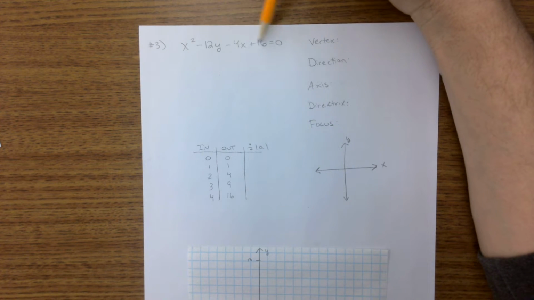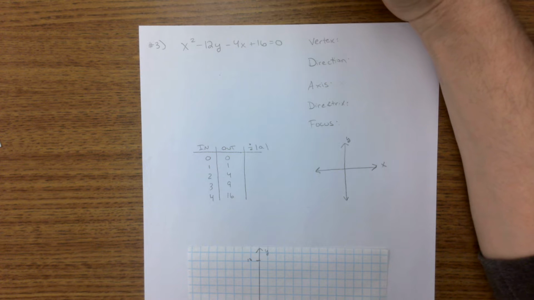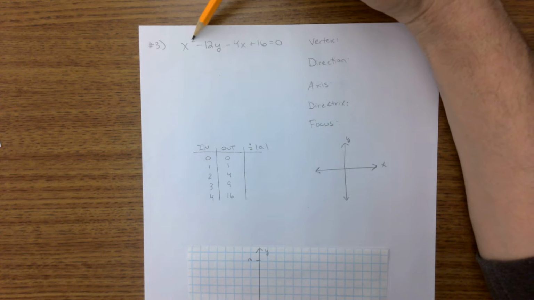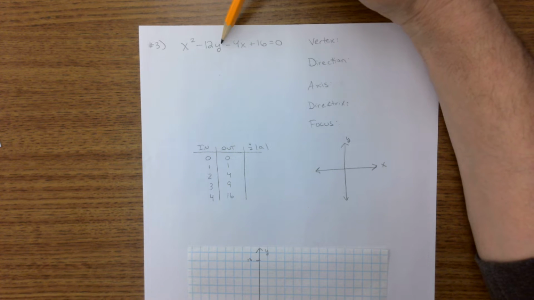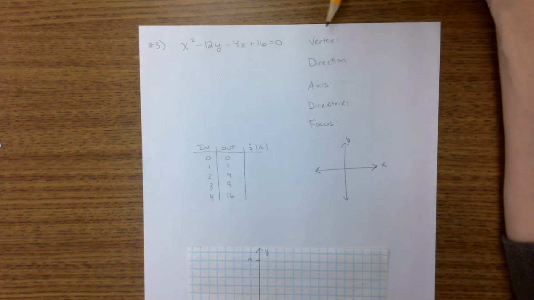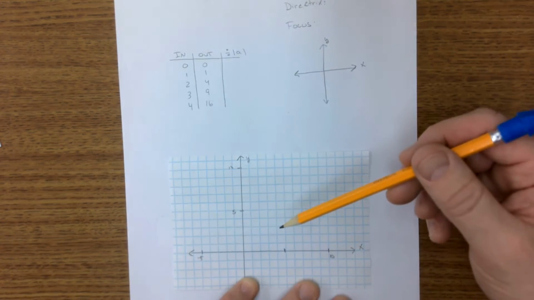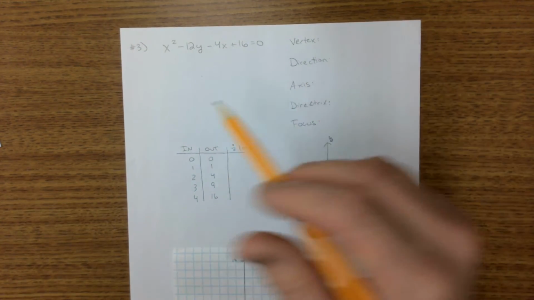So we have this equation right here, and it's from problem 3 in the worksheet. We know it's a parabola because we have a squared term and a regular term. So what we want to do is put this into standard form, identify the parts, use our table, make a quick sketch, and then make a really neat graph at the bottom. Alright, here we go.